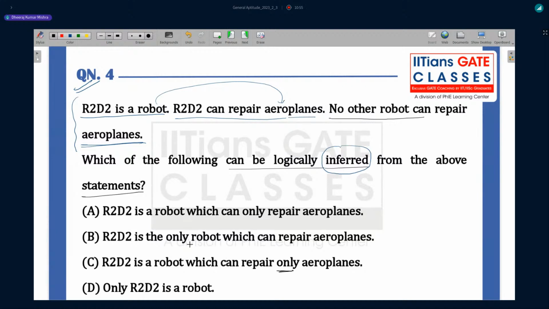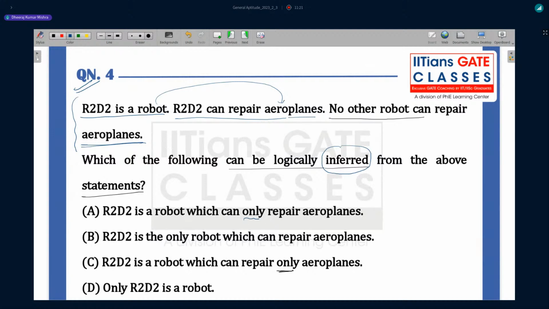Yes. Okay. So please, everybody, try to solve this question. That is question number 4. And option B is the right choice for this question, right? Only R2D2 is a robot. They have said here, so read the statements again. These statements: R2D2 is a robot which can only repair.